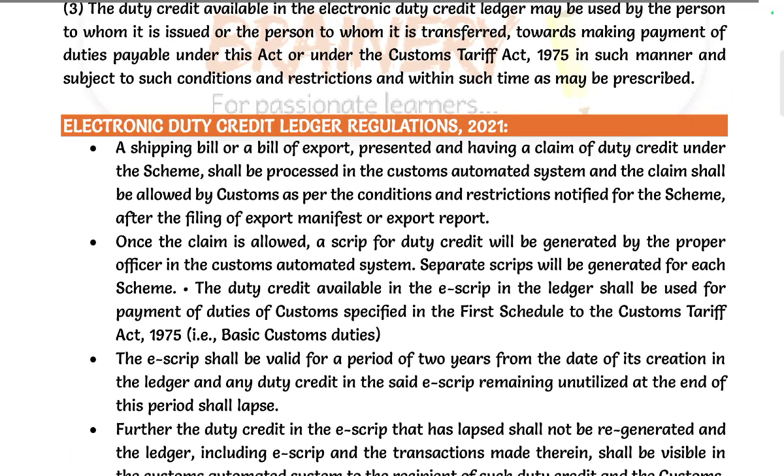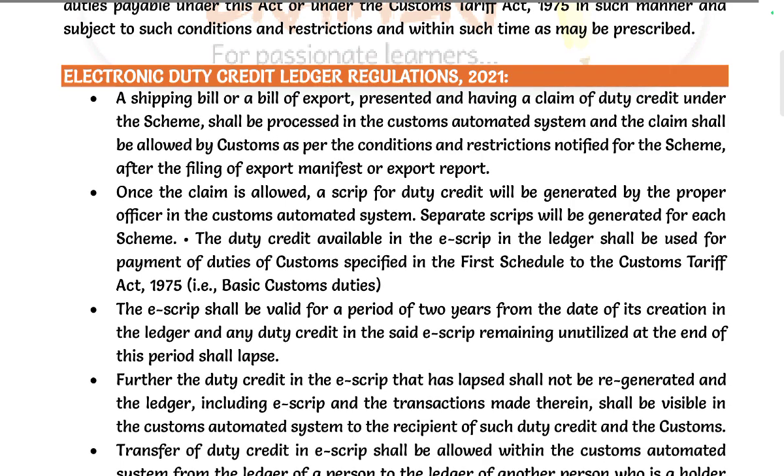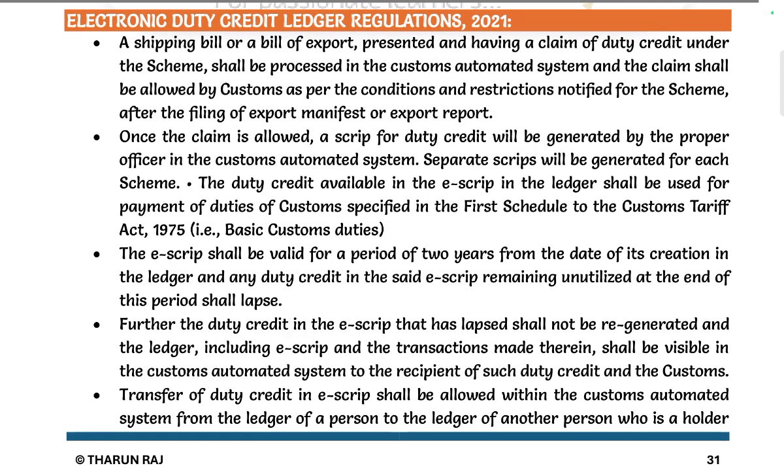A shipping bill, a bill of export, presented and having any claim of duty credit under the scheme shall be processed with the customs automated system, and the claim shall be allowed by the customs as per the conditions and restrictions notified by the scheme after filing the export manifest and export report. Once a claim is allowed, the scrip's duty credit will be granted by the proper officer in the customs automated system. A separate scrip will be generated for each of the schemes. The duty credit available in the e-scrips of the ledger shall be used for the payment of customs duties specified in the first schedule of the Customs Tariff of 1975, basic customs duty.